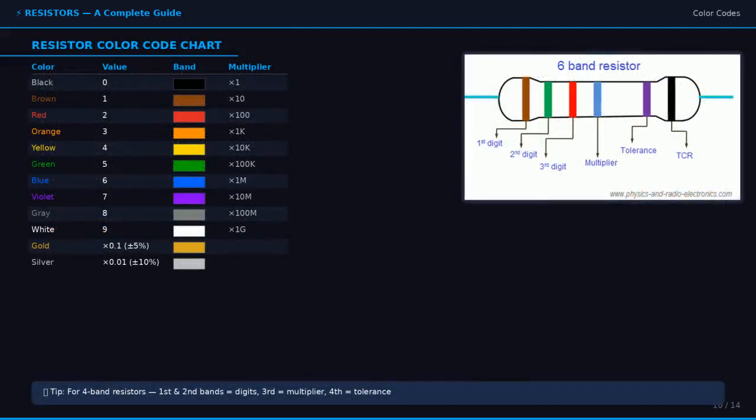Understanding resistor color codes is essential. Each color represents a digit. Black is 0, brown is 1, red is 2, orange is 3, yellow is 4, green is 5, blue is 6, violet is 7, gray is 8, and white is 9. Gold indicates a multiplier of 0.1 with 5% tolerance, and silver indicates 0.01 with 10% tolerance. For 4-band resistors, the first 2 bands are digits, the third is the multiplier, and the fourth is the tolerance.